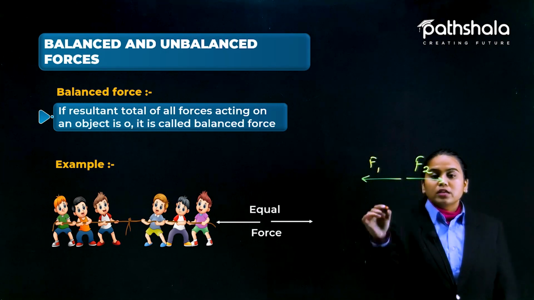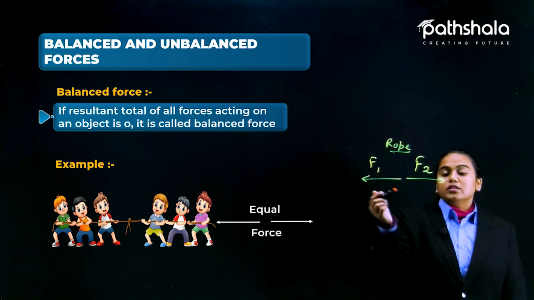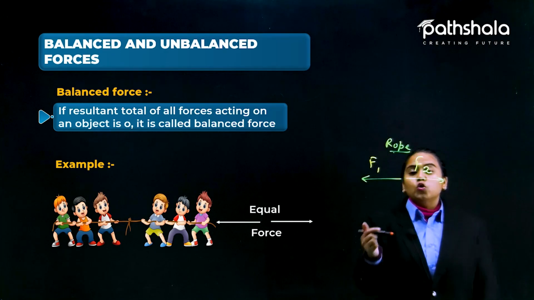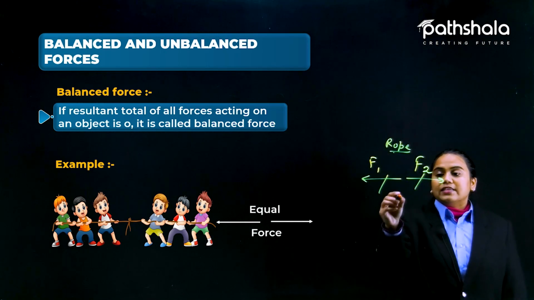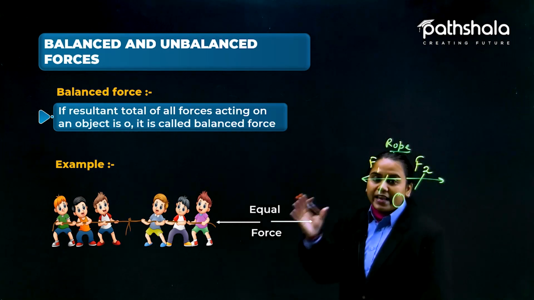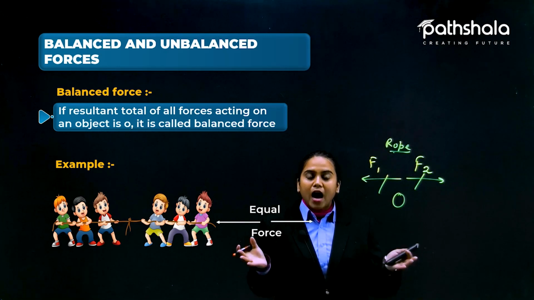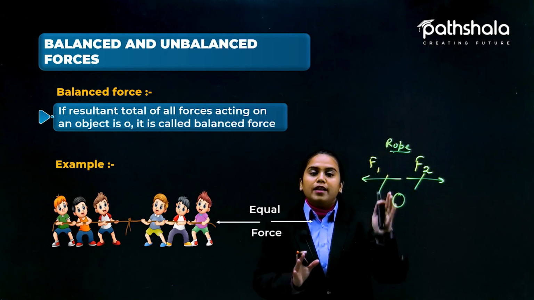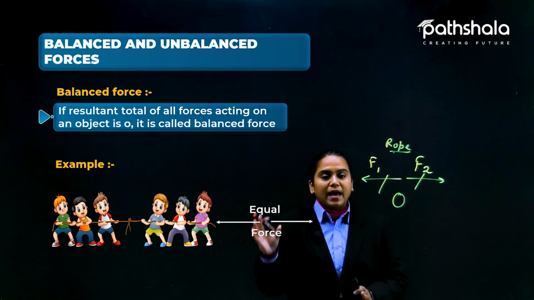So overall, the force on the rope is balanced. Why balanced? Because an equal amount of force is applied but in opposite directions. So they will cancel each other out and the resultant force will be zero. In the case of balanced force, it is nothing but the balancing of two forces, which are in opposite directions to each other. So they are cancelling each other, and now the resultant will be zero. That is why we are calling it the balanced force.